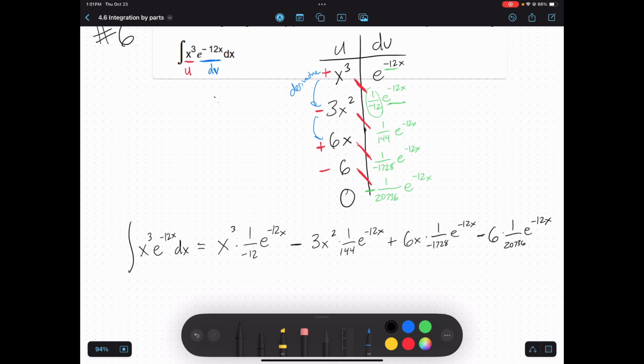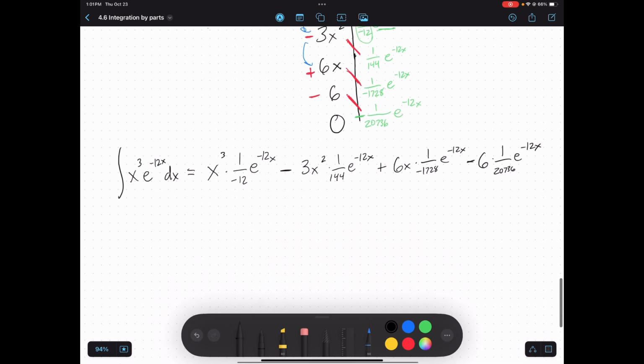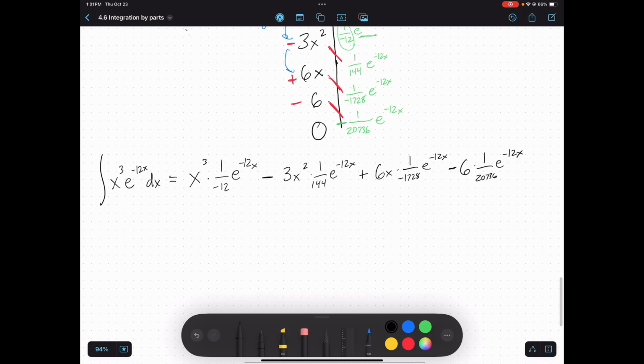Now, to be clear, there's a lot of simplifying that I could do from here. But if you're worried about getting the question wrong, remember, you can always just put it in like this. Put it in before you simplify it, and Pearson will still mark you correct.